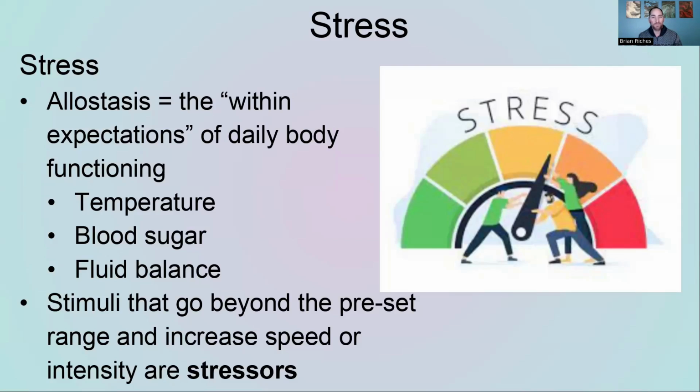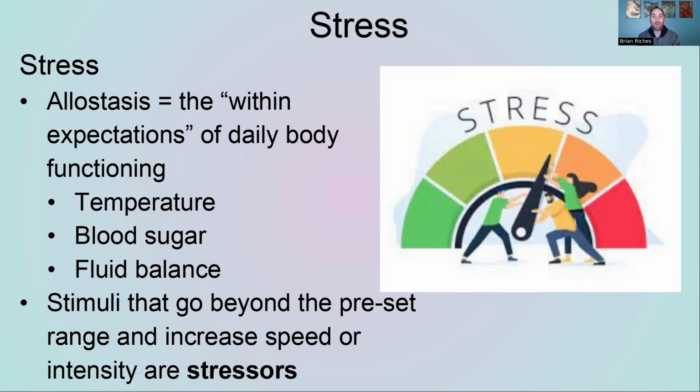A stressor is any stimulus that goes beyond that preset range. So does it increase the speed or the intensity of any body system? That can be the nervous system, the peripheral nervous system, the endocrine system, or the organs. So what a stress is, is these stressors, right? It's that increase beyond, so that increased intensity, increased speed of the reactions of your body.